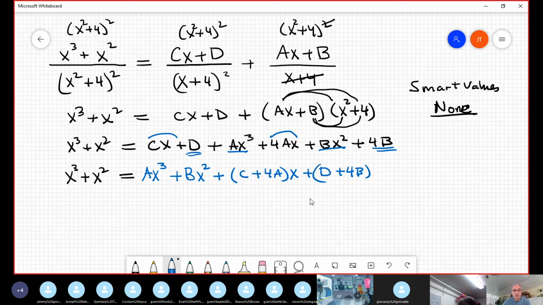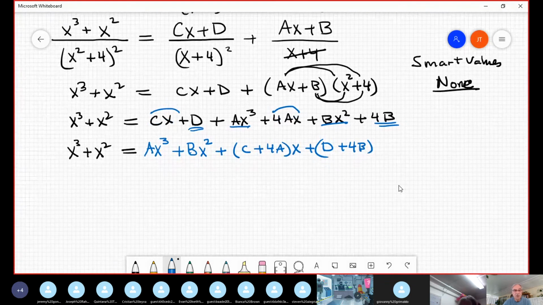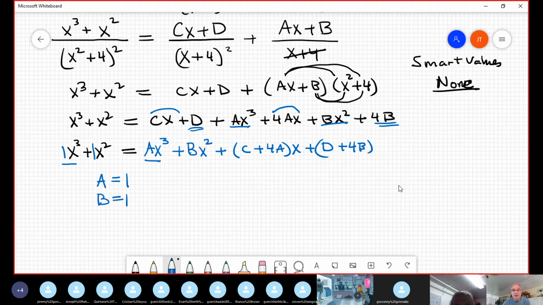Okay, so we use the property for equal polynomials. If two polynomials are equal, it's because they are equal term by term. So on the left-hand side, I can see that the coefficient in front of X cubed is 1. Therefore, it's obvious, comparing this and this, A is 1. Likewise, 1 in the X squared, B is 1. Super. And these terms on the left-hand side are missing. Therefore, C plus 4A is 0, and D plus 4B is also 0.